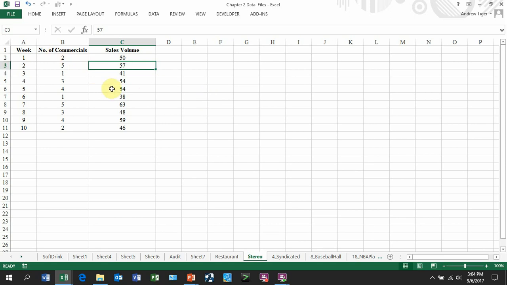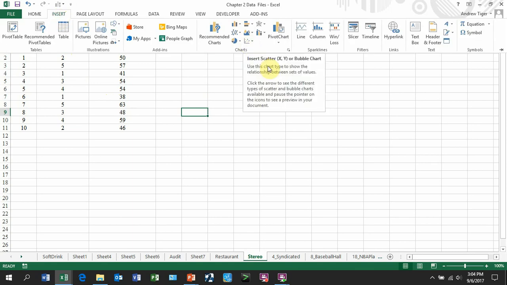So let's plot this because these are real numbers. These are 1, 2, 3, 4, 5, can get big, and these are real numbers. They're close to numbers that we can get. So let's plot these. Now the chart we're going to use is a scatter chart.